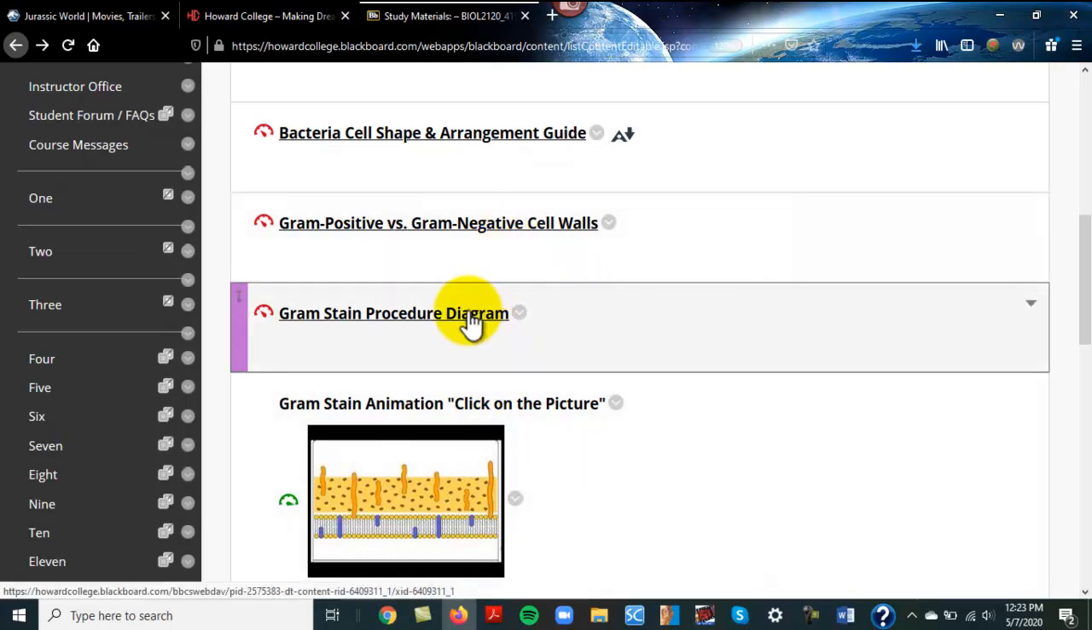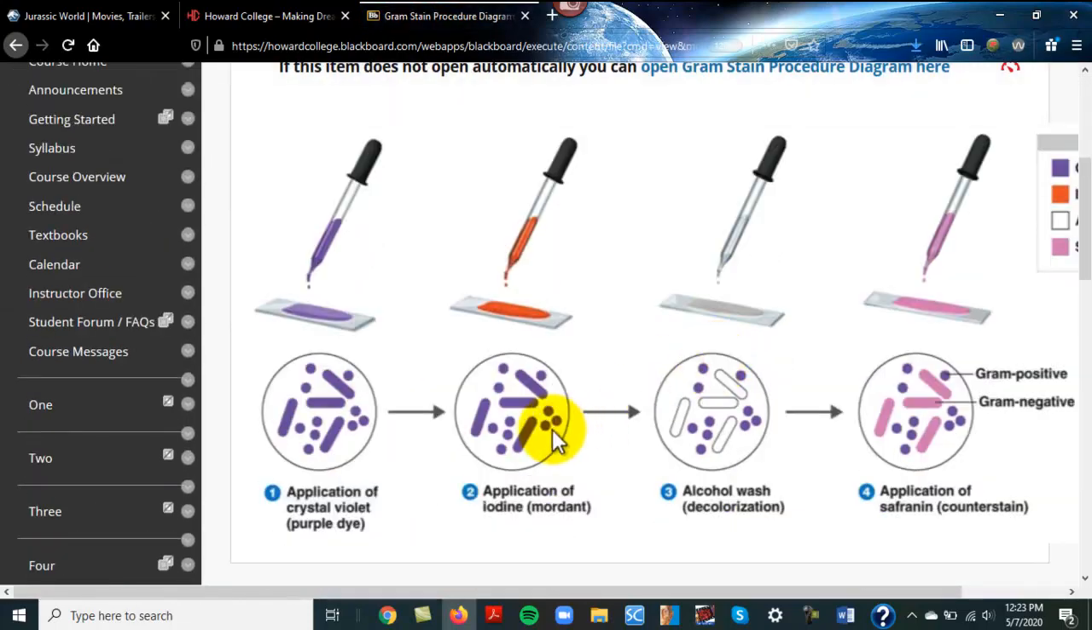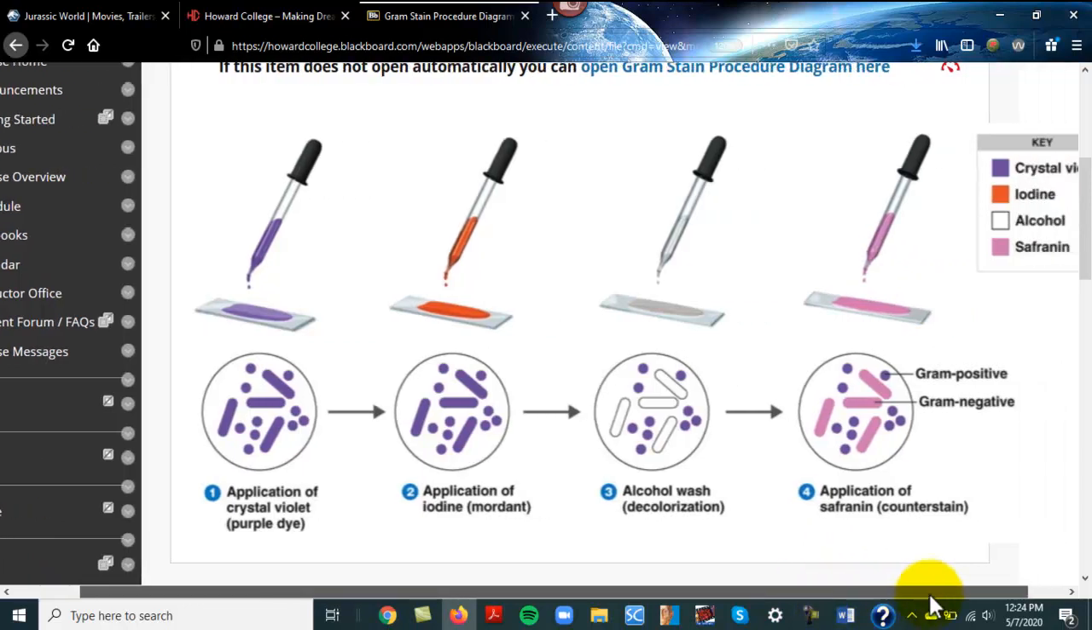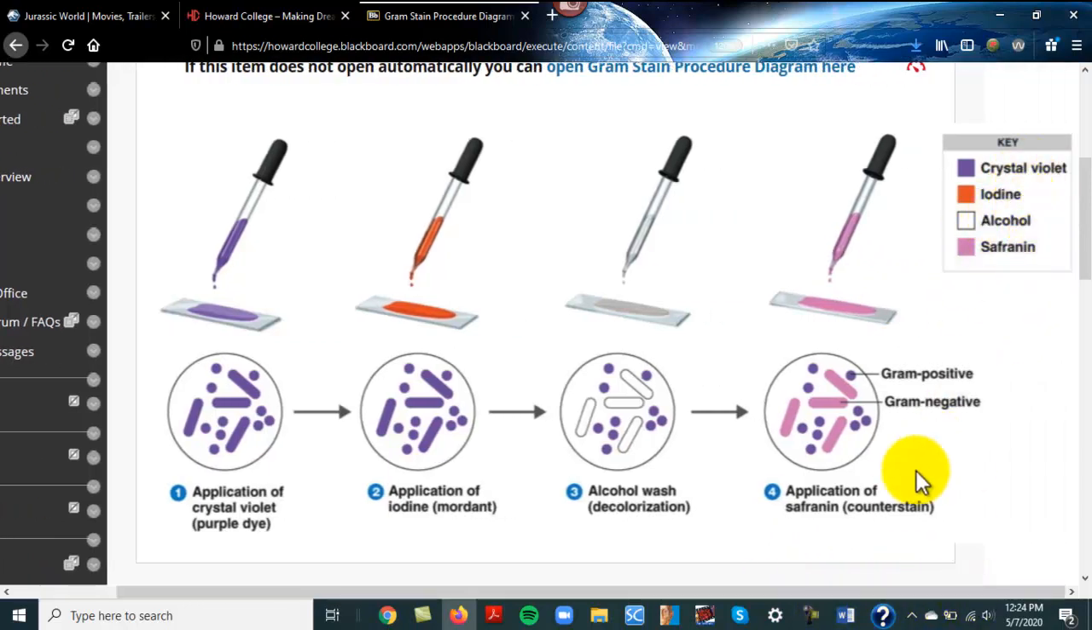So this is a good diagram also. So here is crystal violet, here is iodine, here's the alcohol part, and there's safranin. And it gives you the whole procedure right there. Gram positives stain purple because of the cell wall. Gram negatives will accept the counter stain and end up staining, in this case, they look pink, but they're supposed to be kind of a red color.